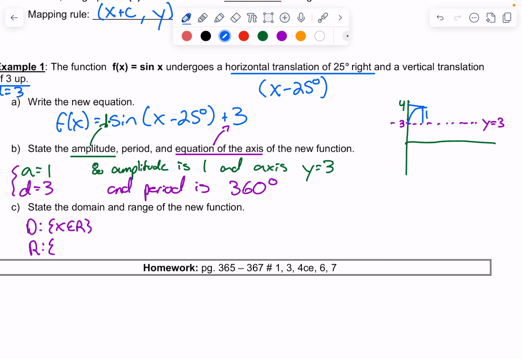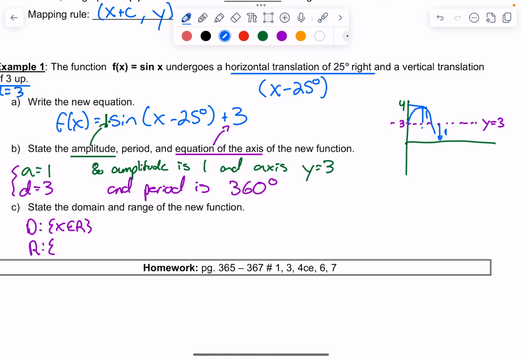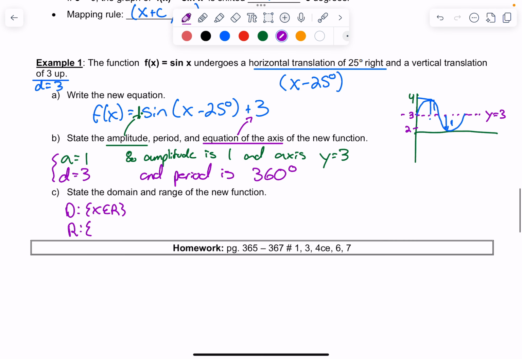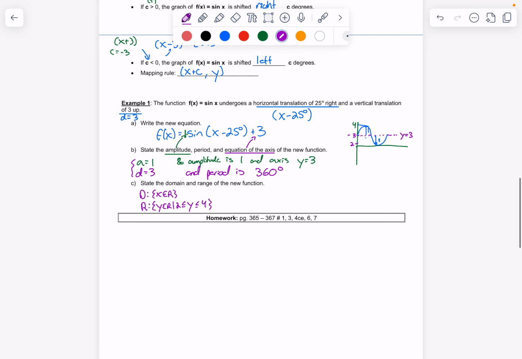And then you'd be going 1 down, right? That's what the amplitude means. You'd be going 1 down below your axis, so your graph would look like this. Well, that's at a value of 2. So if your axis is at 3, then your minimum is at 2, and your maximum is at 4, okay? So given an axis and an amplitude, you can find your max and your min so easily. All right, so there's our homework, and I'll see you next time.